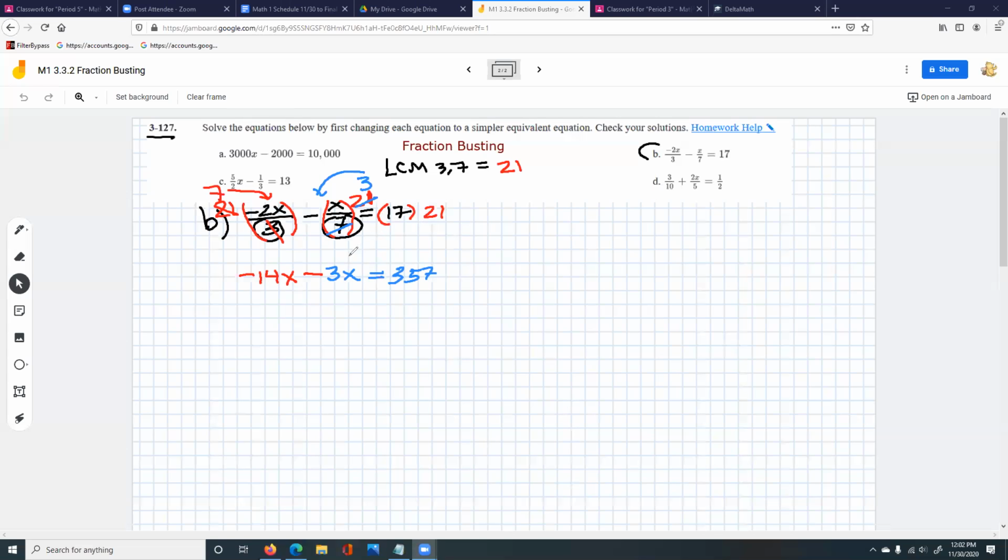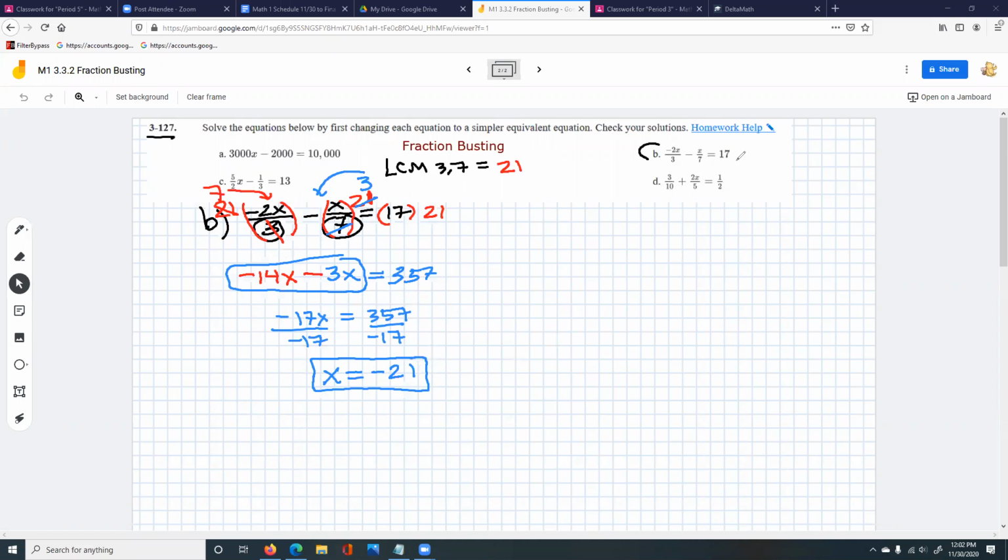Okay, and then I have like terms here, so I want to combine these like terms. Negative 14x minus 3x is negative 17x equals 357. Then we're going to divide by negative 17, divide by negative 17. That gives us 357 divided by negative 17 is negative 21. So we got a whole number answer for this problem. But they don't always turn out whole numbers. We get a lot of fractions on your homework. So x equals negative 21.